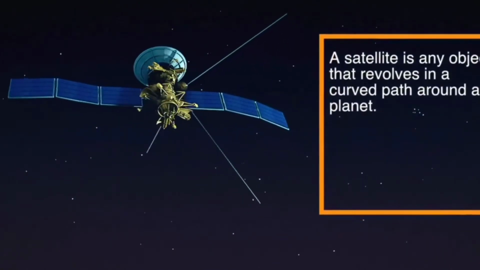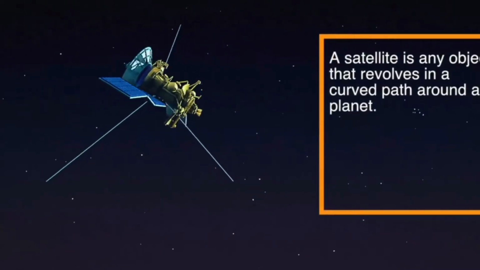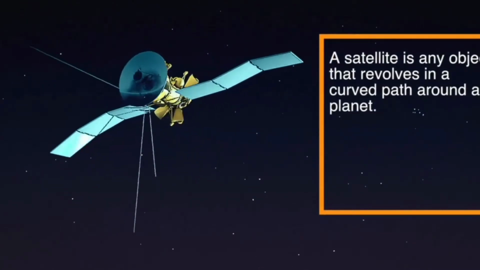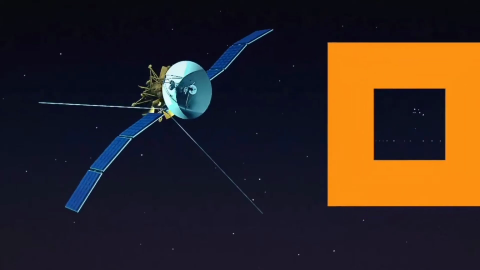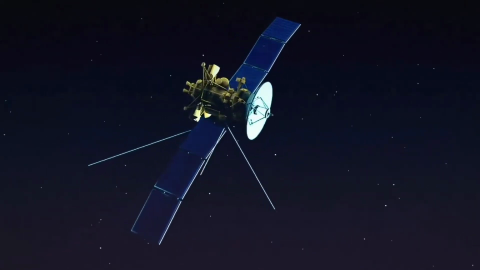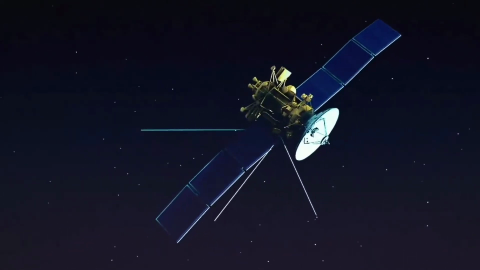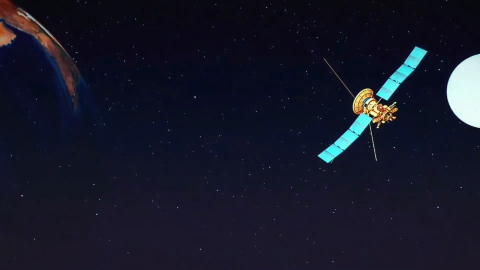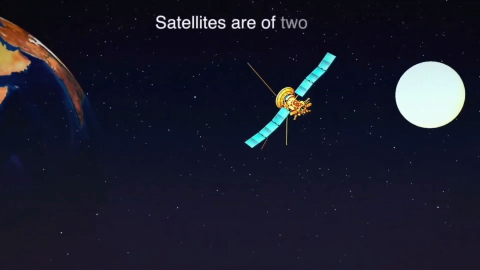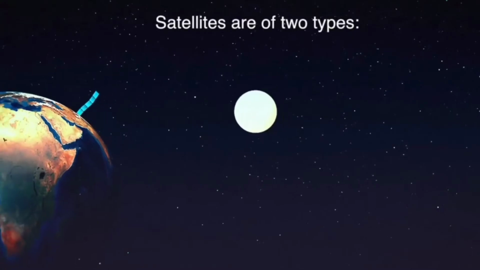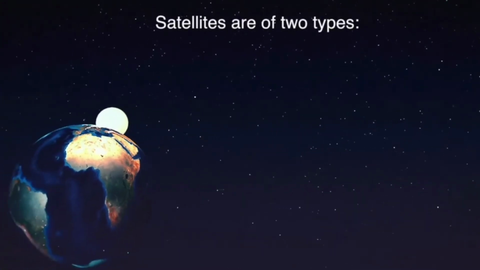A satellite is any object that revolves in a curved path around a planet. The satellite is revolving around the path of the planet. There are two types of satellite.